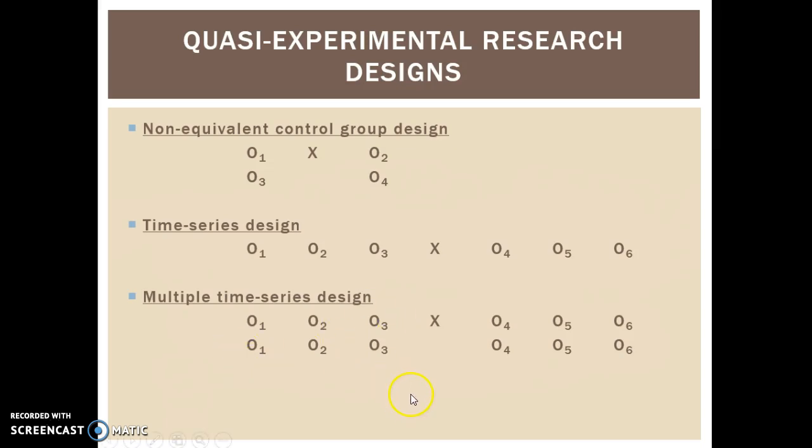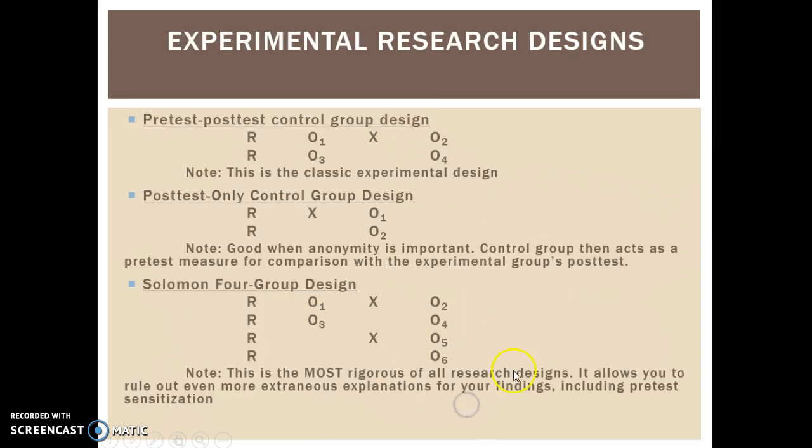Okay, so those are our quasi-experimental research designs. So again, oftentimes they have a control group, but as you can see, we did not talk about random assignment in any of these examples. Now we're going to move on to the experimental research designs.